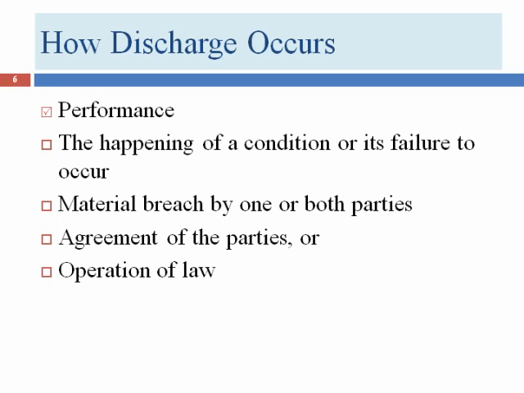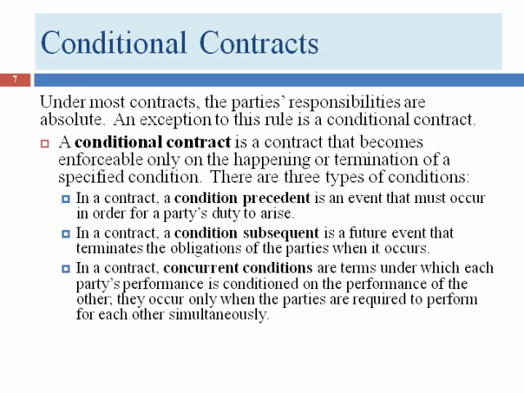Now we're going to go to another type of situation where discharge can occur, and that is the happening of a condition or its failure to occur. Let's talk about that. Let's talk about conditional contracts. We enter into these all the time. Sometimes the contract itself will specify the condition, sometimes it won't. Again, here's another term that you will want to be familiar with, a conditional contract. It's a contract that becomes enforceable only on the happening of something, of X, whatever X is, or the termination of Y.